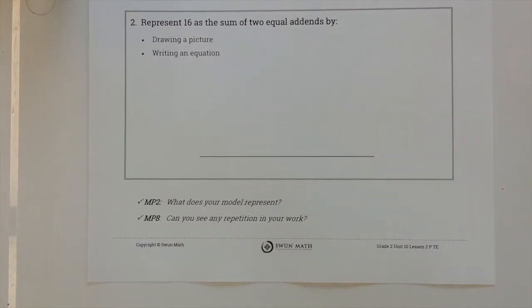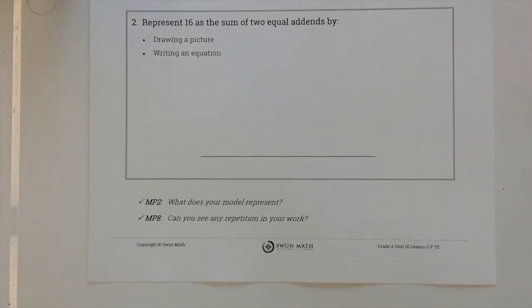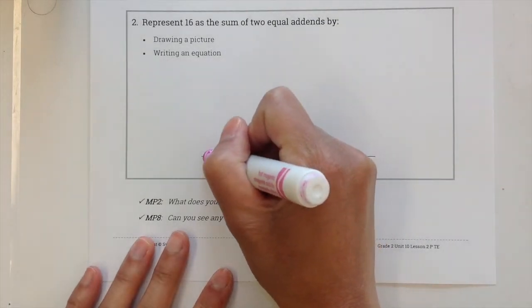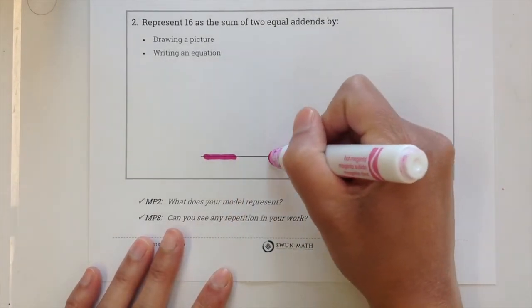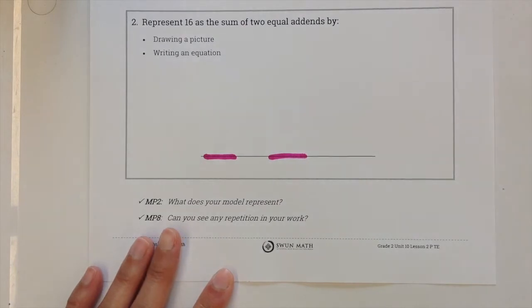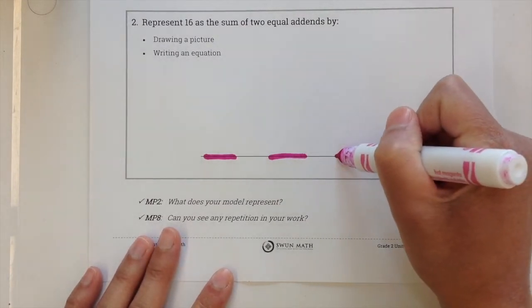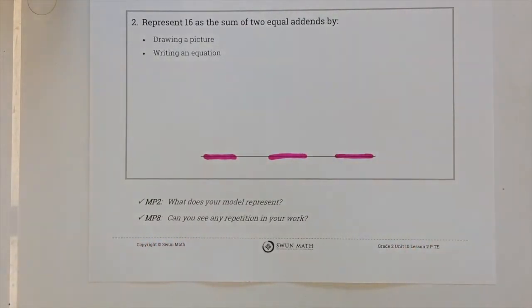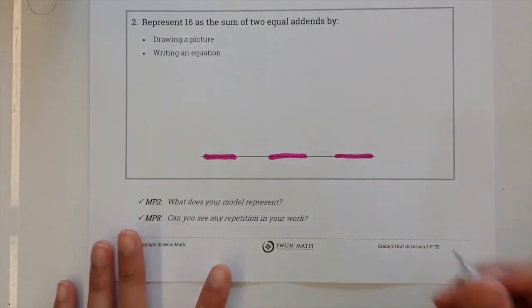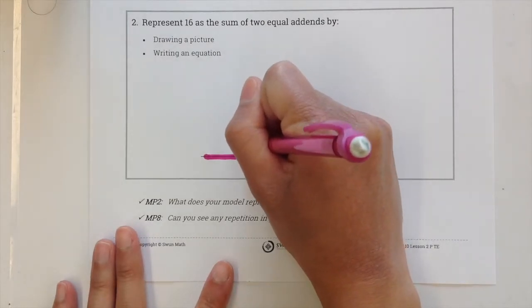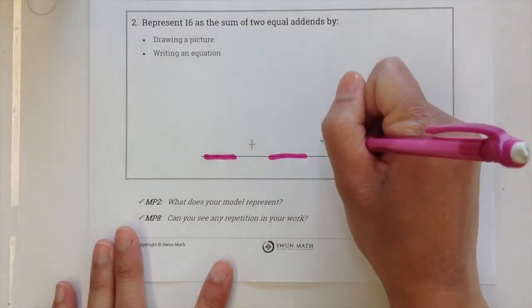The second problem says, represent 16 as the sum of 2 equal addends by, first, drawing a picture, and then second, writing an equation. So already I know that I am going to have 2 addends, and I know that I'm also going to have a sum. So I can go ahead and create those 3 spots in my equation so that I know where to put everything. I also know that I'm going to need a plus sign and an equal sign.